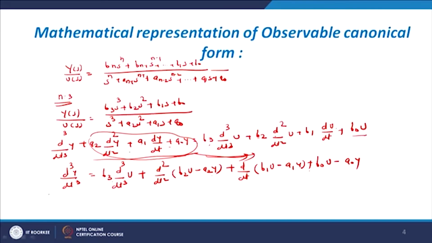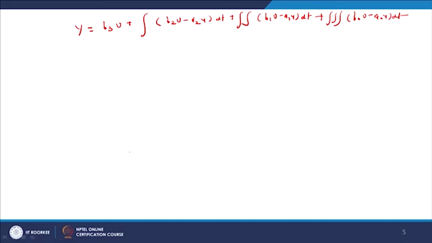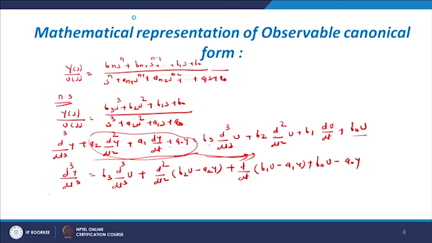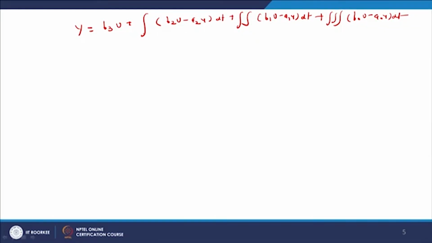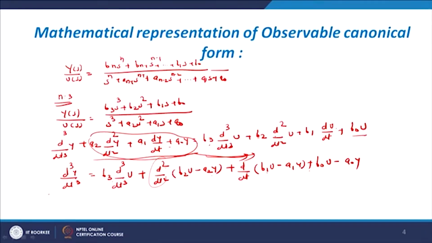So, we have to integrate 3 times, we have b3 into u, whereas you will find that there are 2 differentiators. So, when we integrate 3 times we will definitely get 1 integrator. Here there is 1 differentiator, when we integrate 3 times, so we will get 2 integrators.